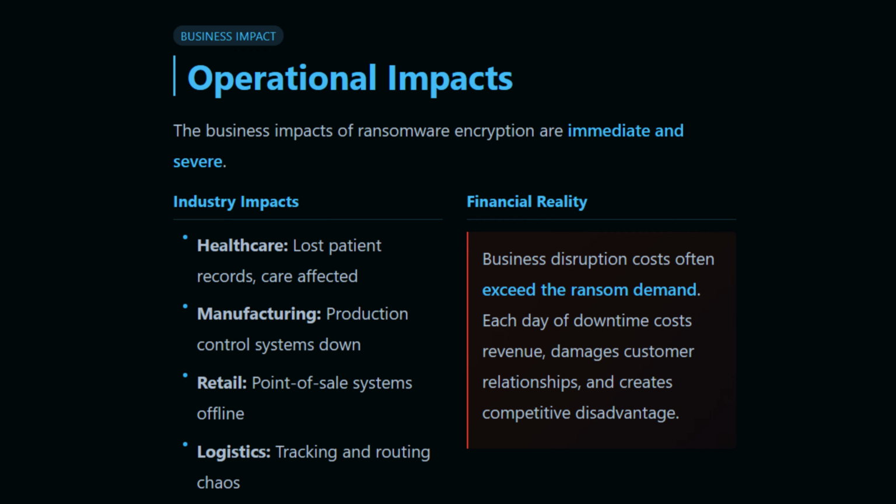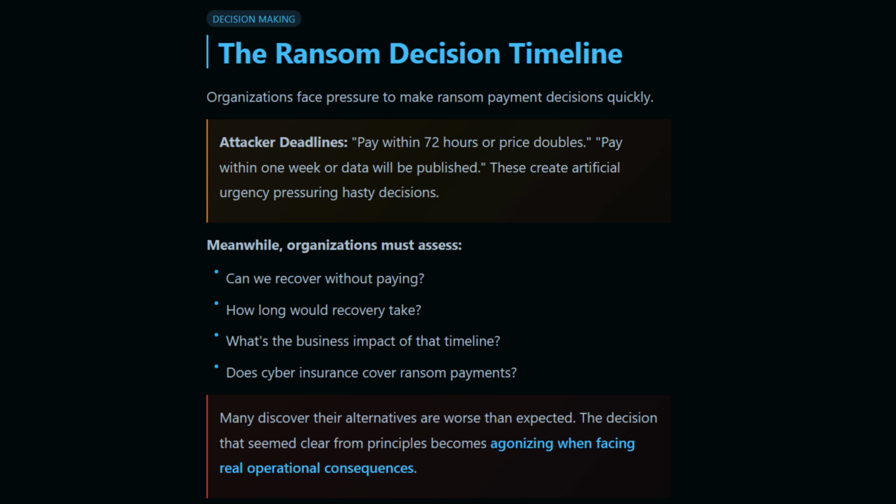Attackers typically impose deadlines. Pay within this specified period or data will be published, or the price doubles, creating artificial urgency that pressures hasty decisions. At the same time, organizations are trying to find out if they can recover without paying. How long would their recovery take? What's the business impact of that recovery timeline? And whether cyber insurance covers the ransom payments. Many organizations discover their alternatives are worse than they expected. With compromised backups, recovery timelines extend to weeks, and business impact becomes catastrophic. The decision that seemed clear from a principle standpoint becomes agonizing when facing real operational consequences.